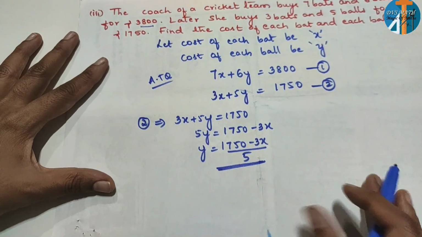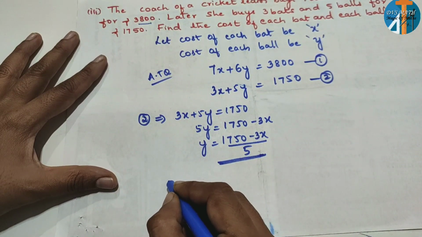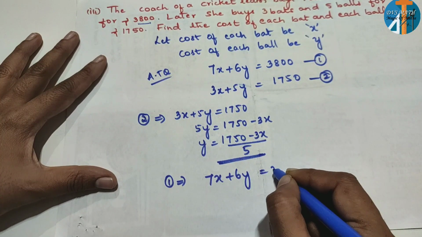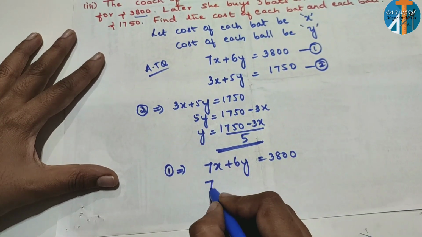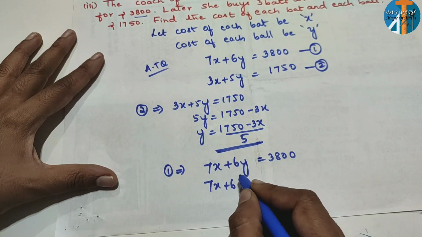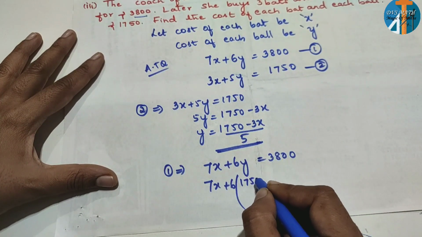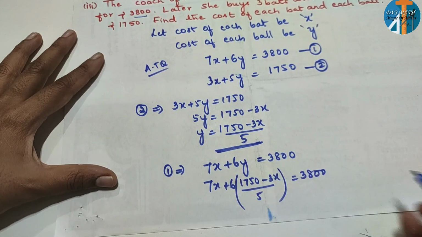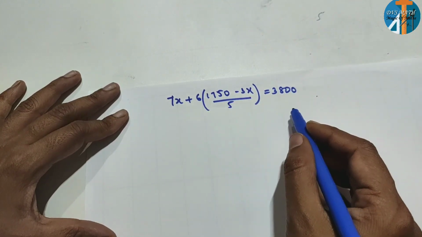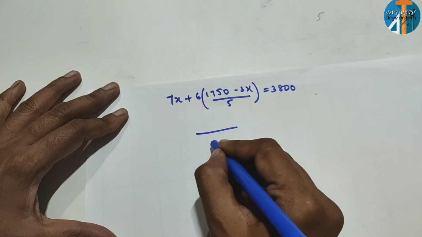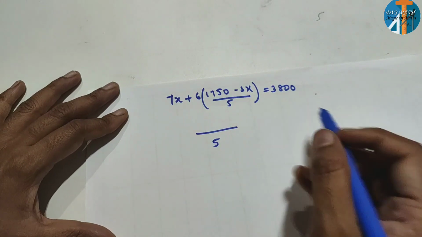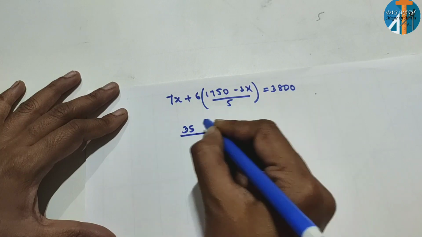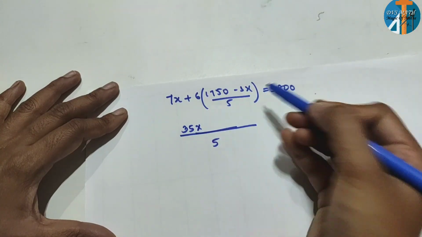Let us consider the first equation now. What is the first equation? 7x plus 6y is equal to 3800. So let 7x be as it is, plus 6 into, what is y here? 1750 minus 3x by 5, is equal to 3800. If we substitute the equation like this, now if we simplify, LCM will be 5 only. So 7 5s are here. If you multiply, 7 5s are 35x. Okay, now here 5 cancels.